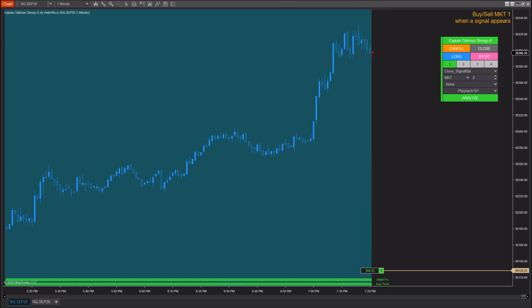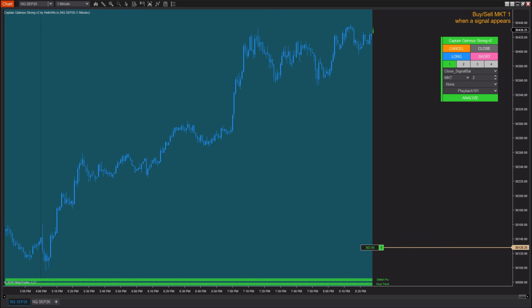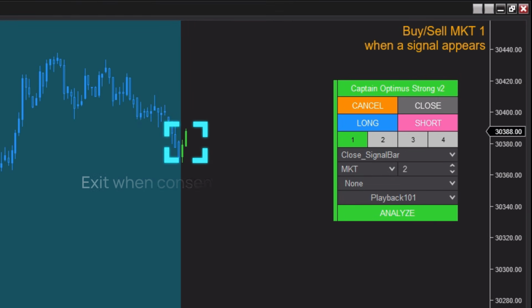The system will continue holding the position as long as the bullish consensus remains intact. Once the overlap between bullish signals disappears, meaning the level of bullish agreement has weakened, the system will automatically close the buy position.